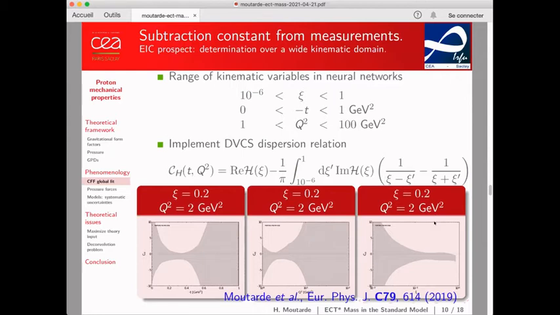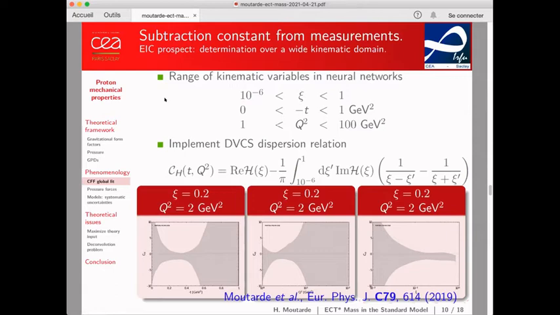Basically, what you see is that the subtraction constant does not depend on Xi, as it should be from first principle. It should depend only on T and Q squared. And you see basically that it is reasonably constrained where we have data. So there are parts where the error bounds are rather small, and where there is no data anymore, so for extreme values of Q squared, for instance, or T, error bands get much bigger.